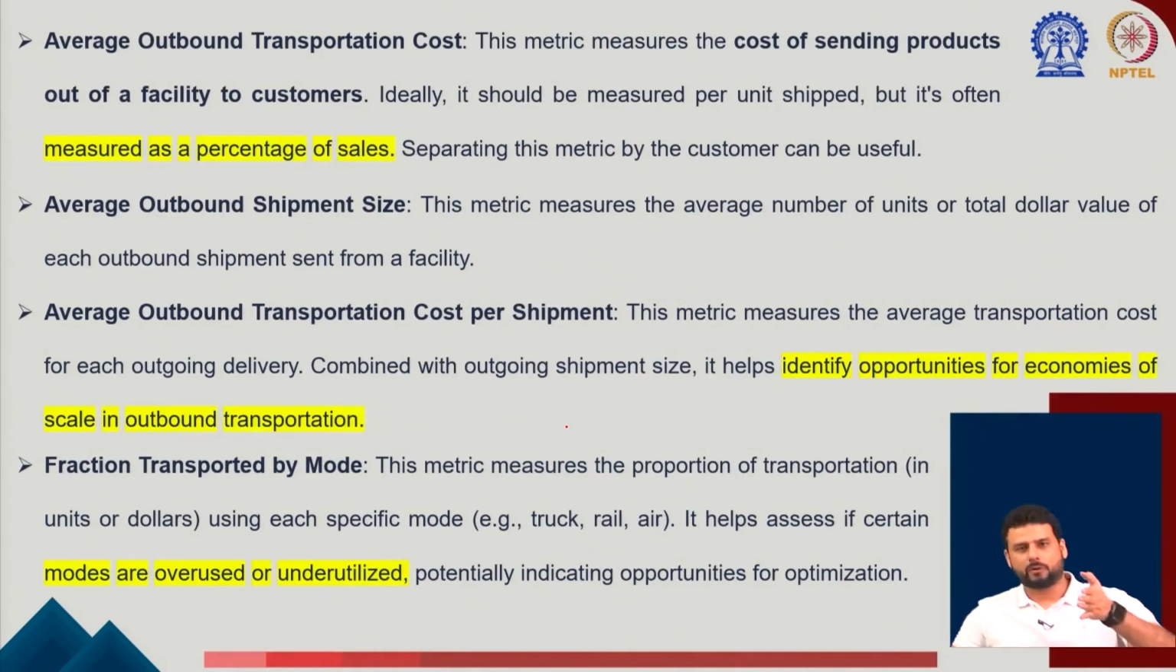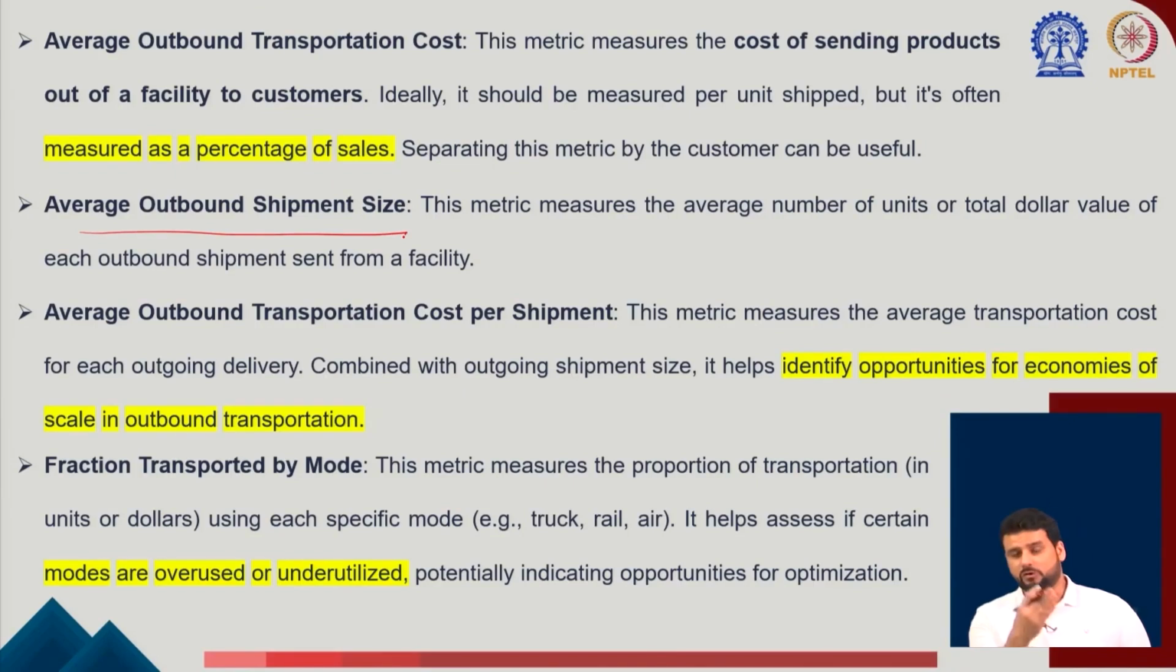Average outbound: outbound means whatever is going away from your manufacturing unit towards the market, right. Your final product you are shipping from your manufacturing unit to the end customer, so that cost you are calculating. So what is the average transportation cost total, because I already discussed that this cost is higher than the inbound logistics. Again, measure it as a percentage of sales, how much your outbound logistics is contributing towards the overall sales, right. Average outbound shipment size, how many units you are transporting, right.